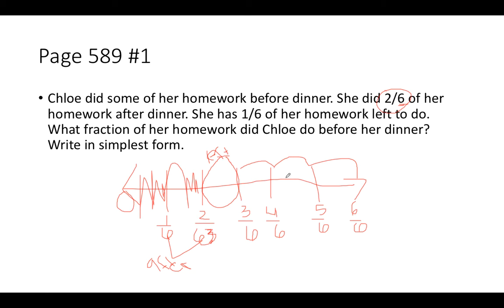So that's 1, 2, 3. So that was 3/6. But it says simplest form. So I know that 3 is the greatest common factor for both 3 and 6. So I'm going to divide. 3 divided by 3 is 1. And 6 divided by 3 is 2. So my answer is she did half of her homework before dinner. All right, so let's look at the next one.